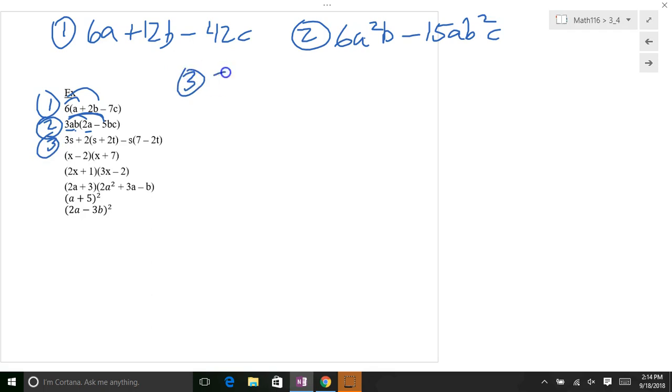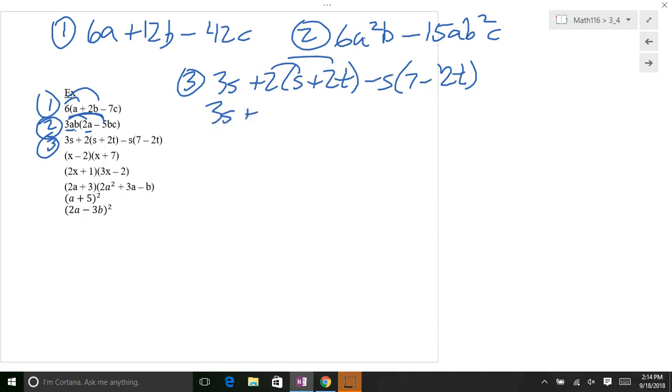Number 3, we've got 3s plus 2 times s plus 2t, minus s times 7 minus 2t. Distribute that there. We've got 3s plus 2 times 1s is 2s. 2 times that 2 is a positive 4t. Here we've got negative 1s, so negative 1 times 7 is negative 7s. Negative s times the negative 2t. Again, this is like a negative 1 right there. So negative 1 times negative 2 is a positive 2. You've got the s and the t.